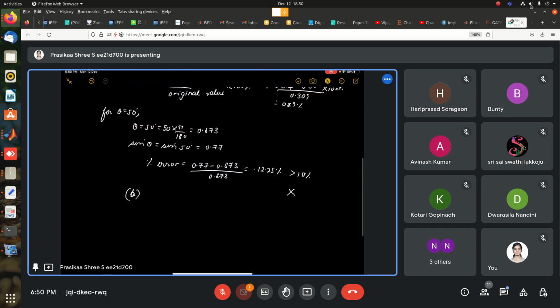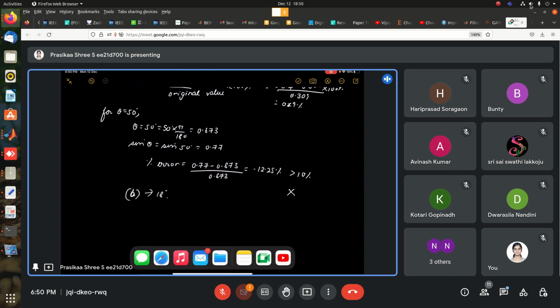Because for 18 degrees, the original value is sine theta, which you will be getting as this one value. Similarly, when you convert it to radians, you will be getting a particular value. When you find the error, you will get a value, and you find that it is less than 10%. That's what the question requires. So it goes like this.